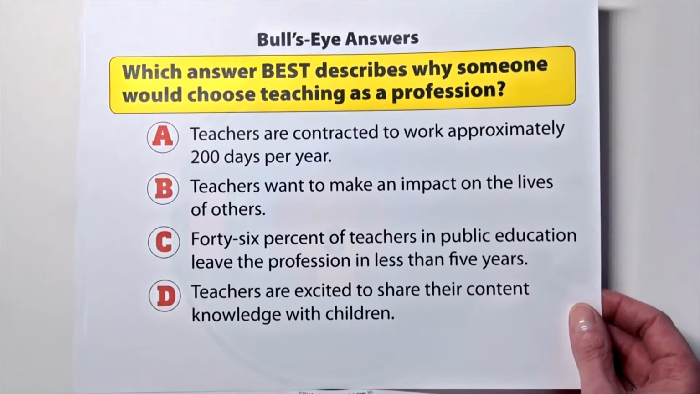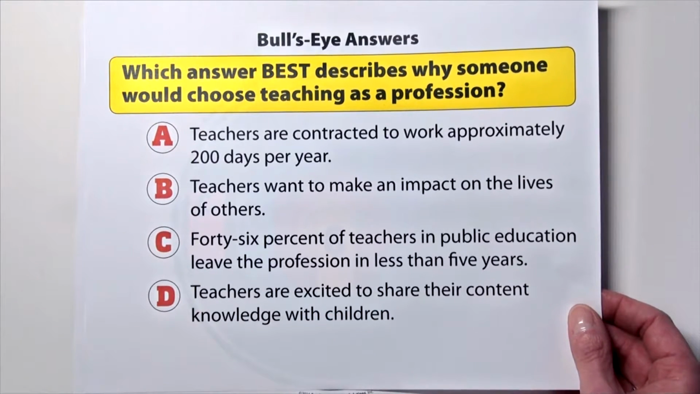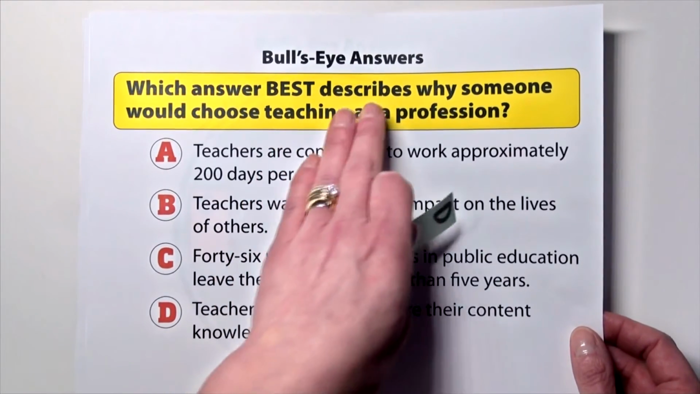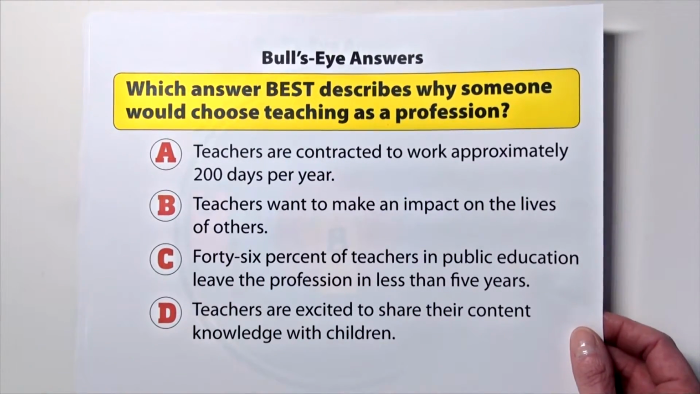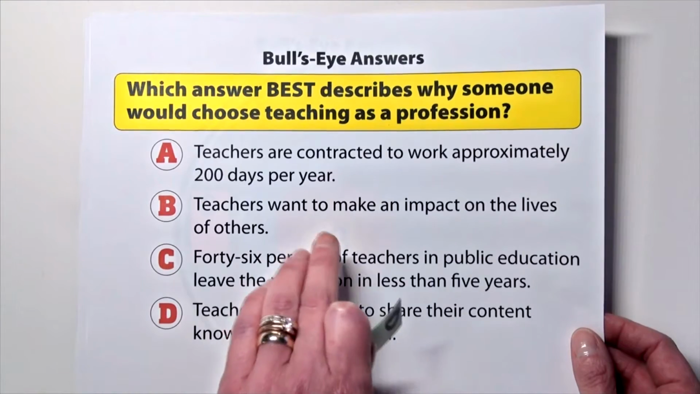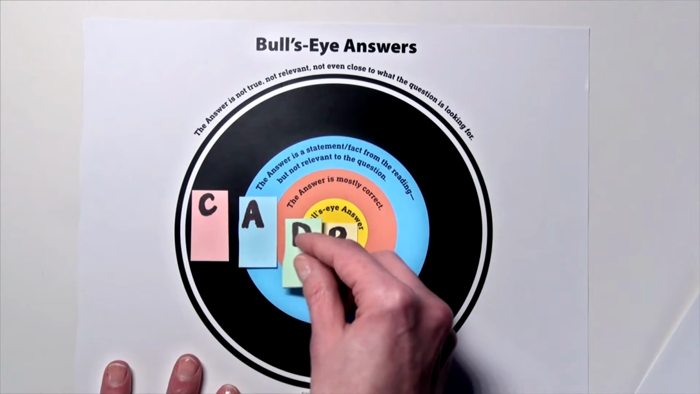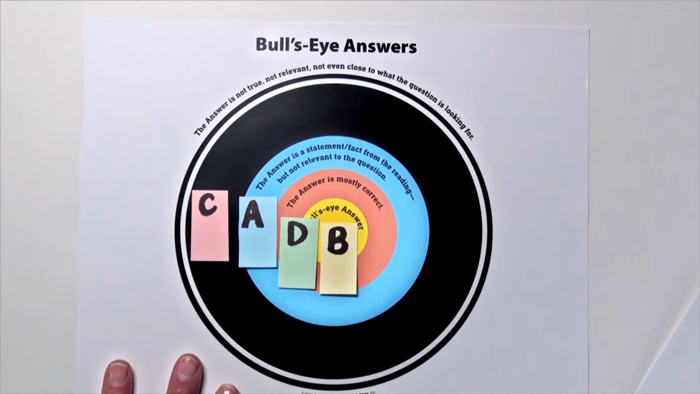Let's jump into D. Teachers are excited to share their content knowledge with students, with children. Well, yeah, I know that's one of the reasons. Is that the best reason? Because of all that we know. Boy, I'm going to say that's like a red ring. Boy, that's really close. I just think B is a better option. So I'm going to put that here in the red ring.